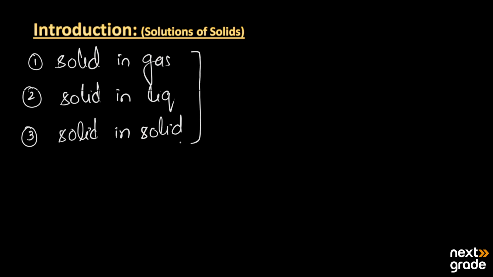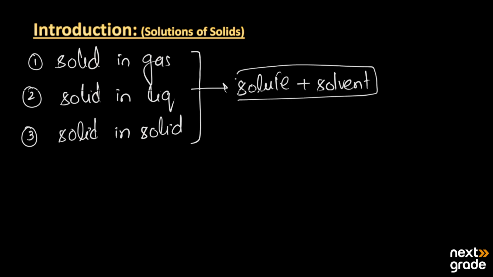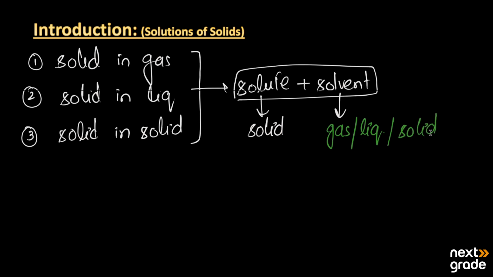When we talk about these three types of solutions, here we have two components, the solute and the solvent. In all these three types, the solute will be solid and the solvent is going to change. It may be gas, maybe liquid, or it may be a solid. So we will discuss these three types one by one.